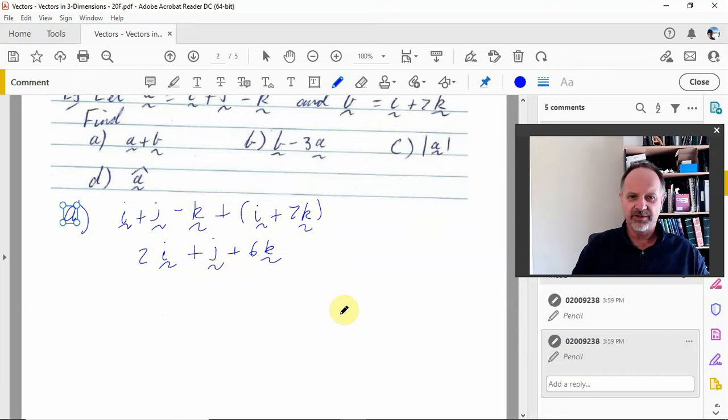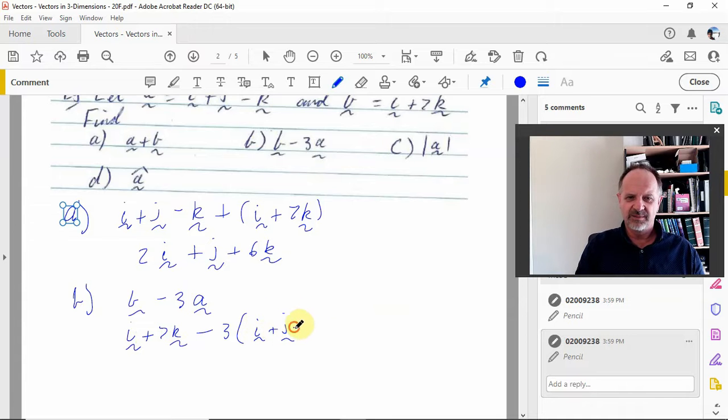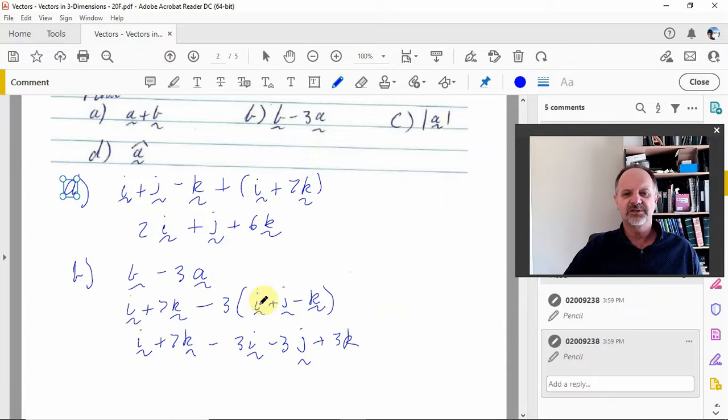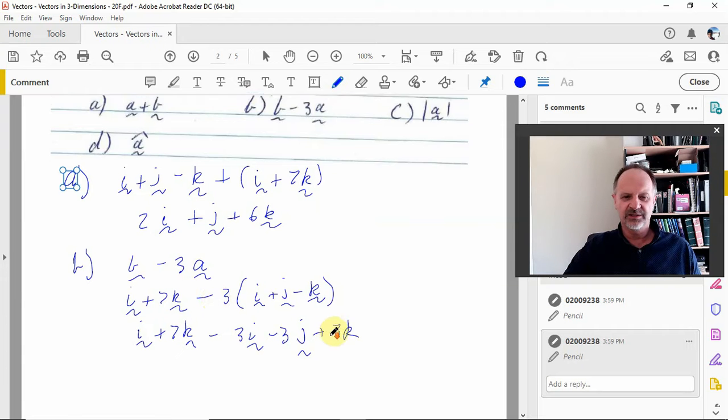All right, so part B is vector B minus 3 lots of vector A. And so vector B is i plus 7k minus 3 lots of vector A, which is i plus j minus k. And so if you like, I'm going to expand that bracket: i plus 7k minus 3 lots of i minus 3 lots of j and plus 3 lots of k. All right, positive and positive. A negative times a negative, I should say, is a positive.